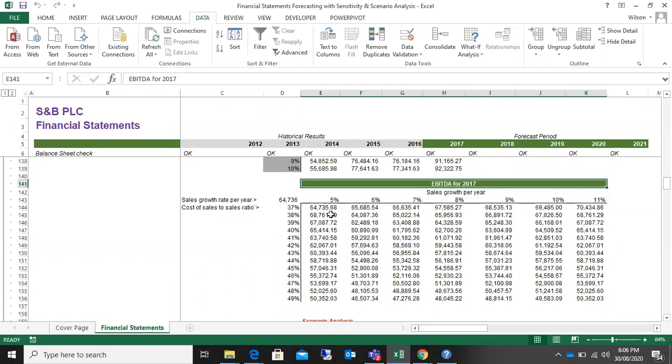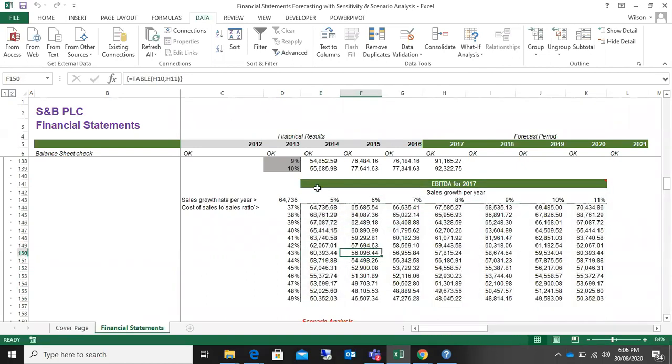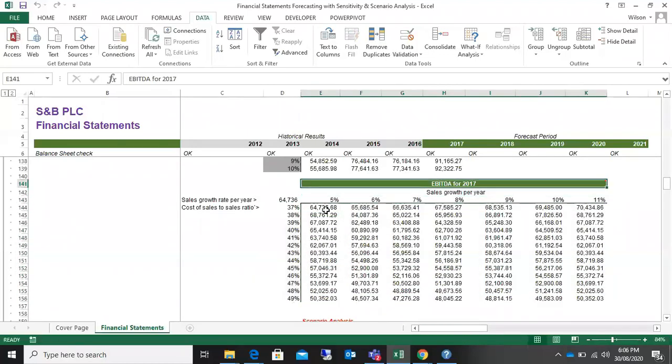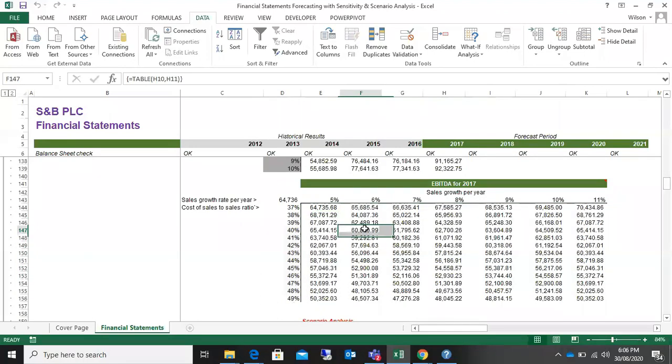So it's 2017. So now let's interpret this. What this means is that we have sales growth rate within this range, and we have cost of sales to sales within this range. So these are the various impacts on EBITDA. You can see this makes a lot of sense because it is actually a holistic view. So you can do this to show the impact for different years.